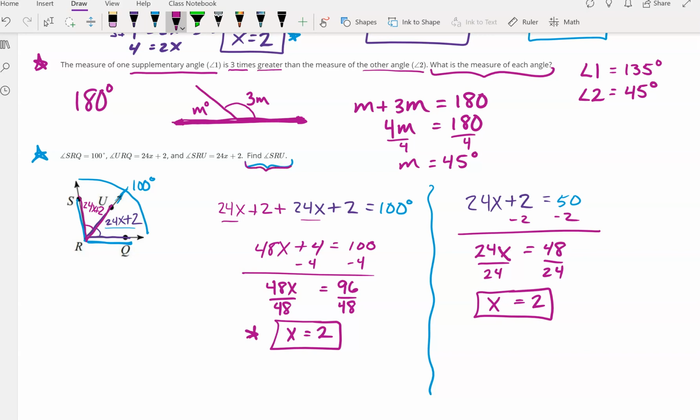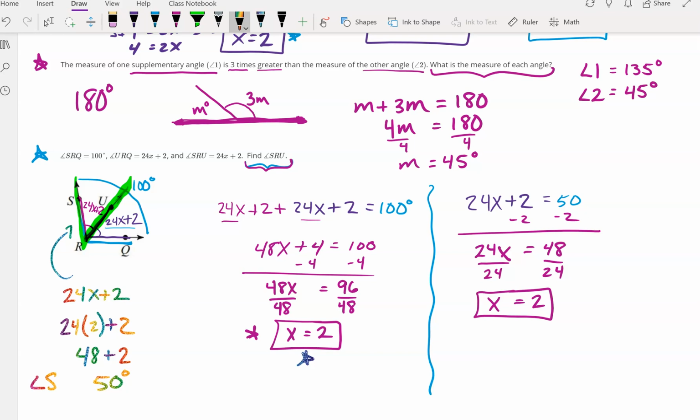Find angle SRU. Where is that? Let's highlight it so we can see it. From S down to R, out to U. There it is. So what we're going to do is we're going to take the expression 24x plus 2 that I know matches with that angle, and I'm going to take this good value of x that you just found, and I'm going to plug it in there and simplify.